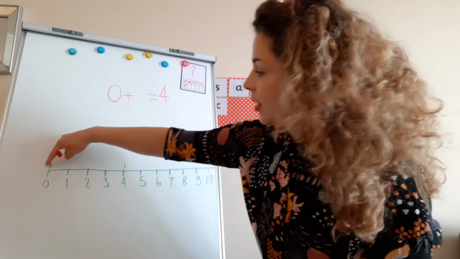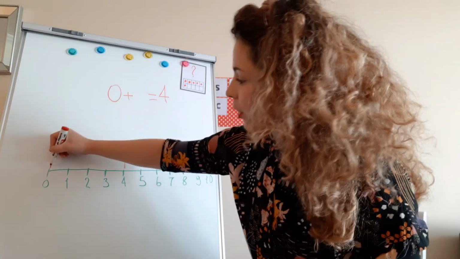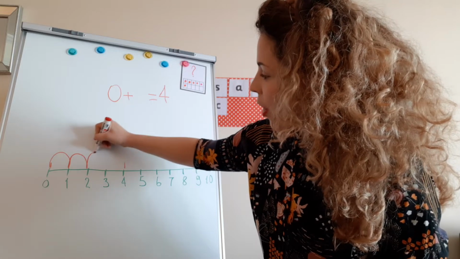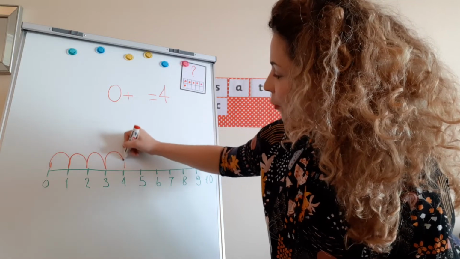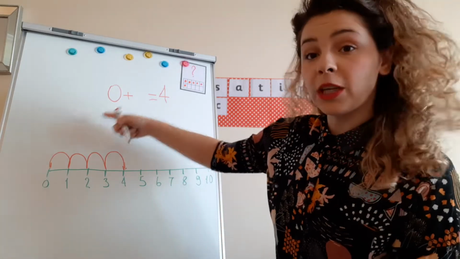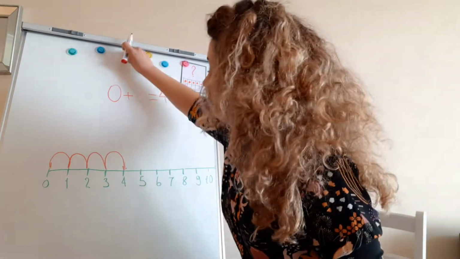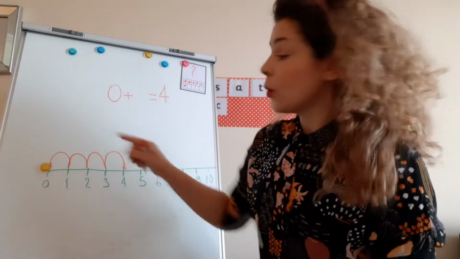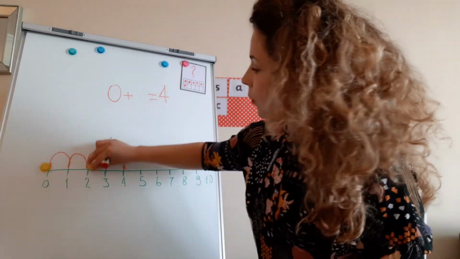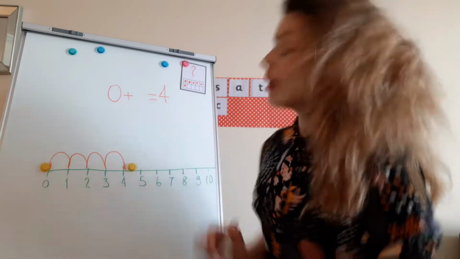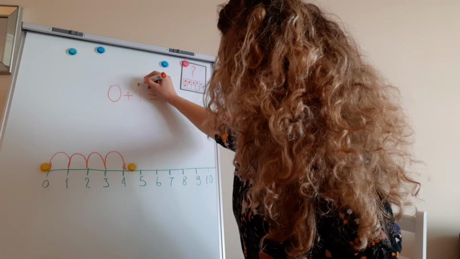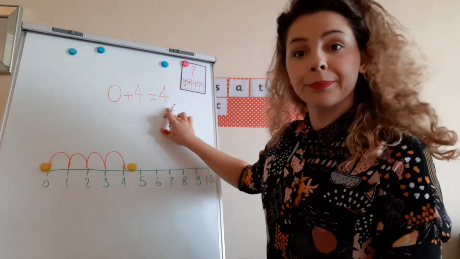So let's see. 1, well, I'm going to draw it actually. 1, 2, 3, 4. So if we have 0, if we start from 0 here, we need to make 4 hops, 1, 2, 3, 4, to get to number 4. So 0 plus 4 equals 4.